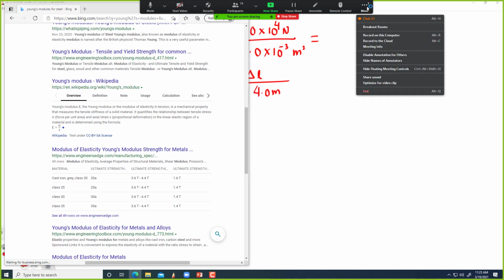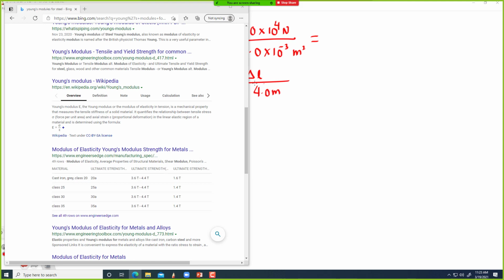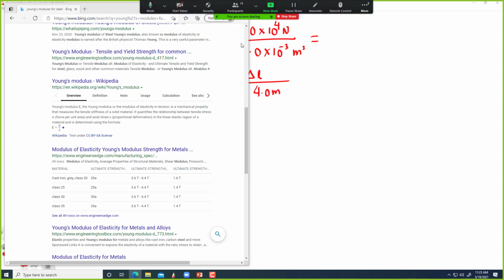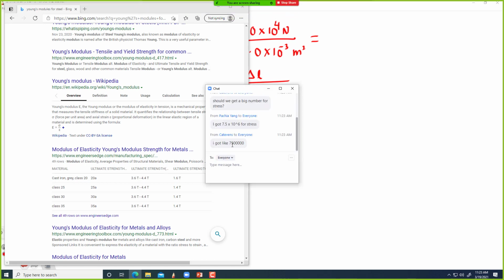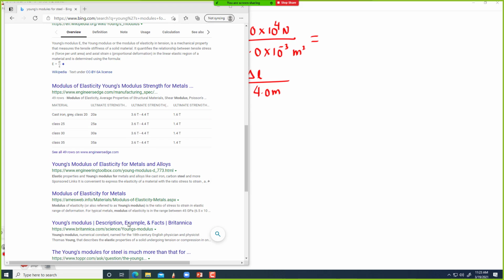Should we get a big number for stress? Yes. We get a big number for stress because you need lots of force to change the length of a steel rod. So that's fine, that's the force you need. It's 75 and how many zeros? 1, 2, 3, 4, 5 zeros. Yeah. So that means you need lots of force to stretch the rod.